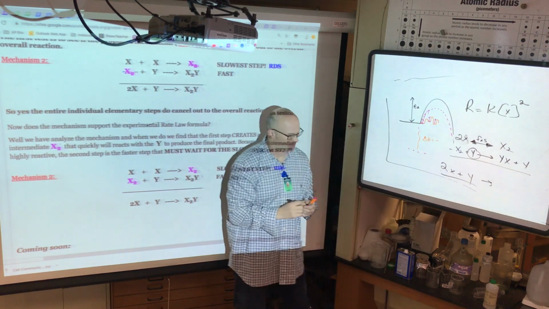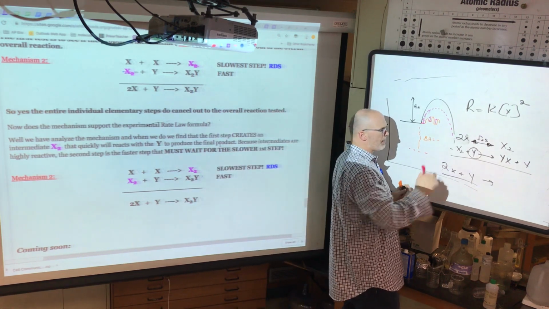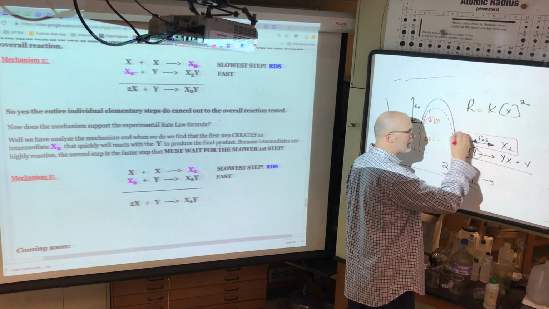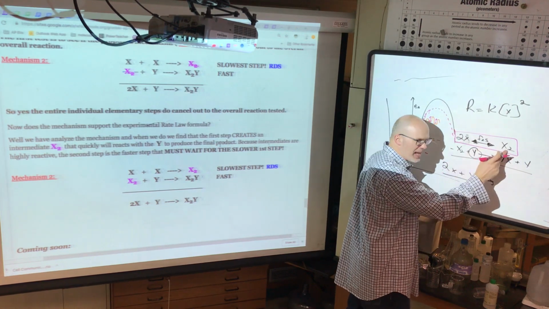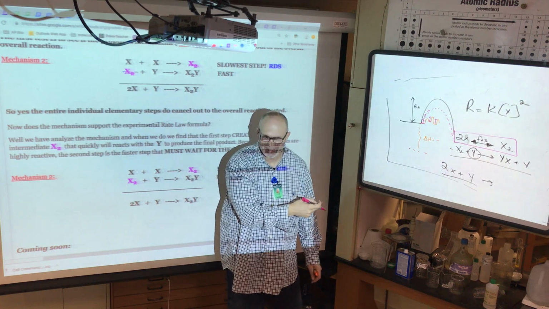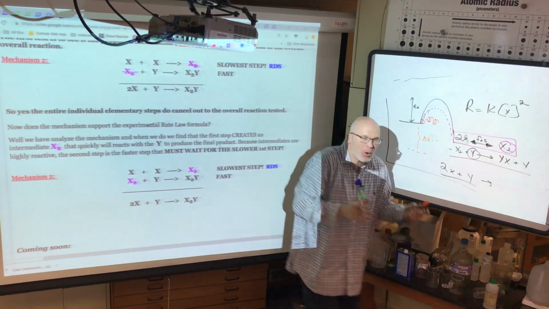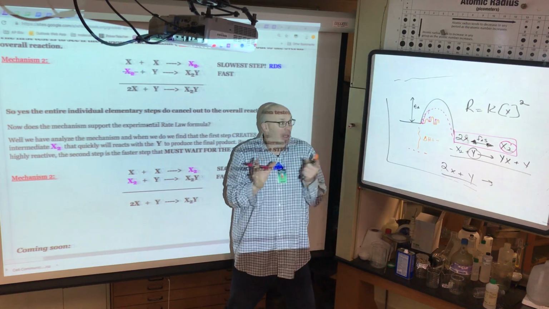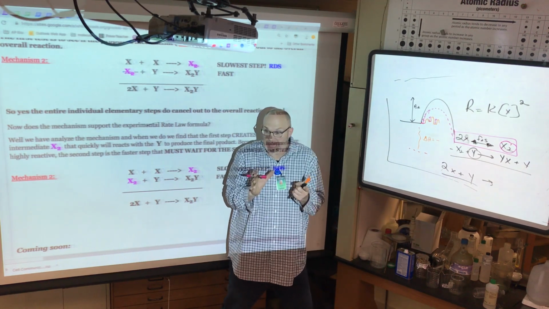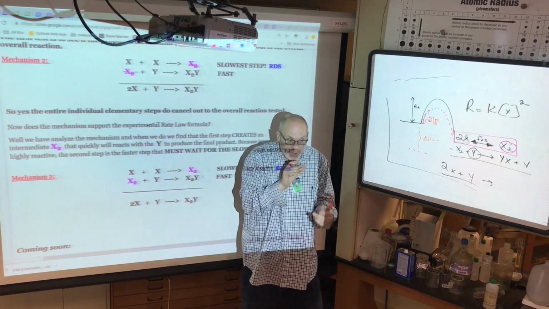Are you with me? Now listen, very simple. If I have a fast equilibrium, as soon as 2x makes x2, x2 goes back to make 2x. So that means that x2 isn't around long enough. Hey, I'm a y, and I want to collide with an x2 to make the second step happen and finish out my mechanism. Oh, and I see an x2 appear, and I'm going for it.